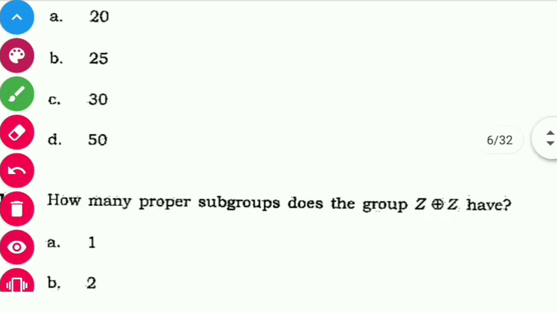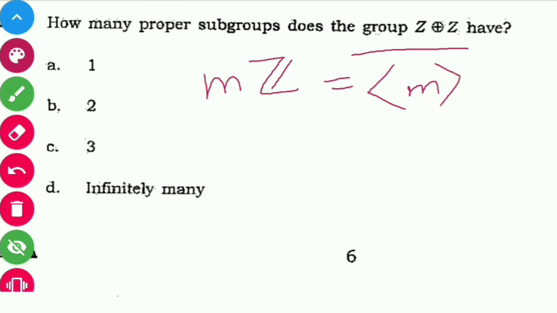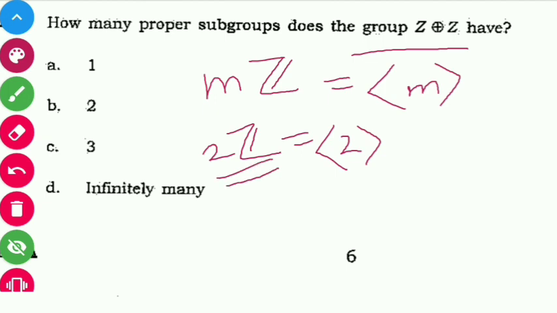Now let us solve the next question. How many proper subgroups does the group Z direct sum Z have? So just note that this Z is a group and every subgroup of Z is of the form MZ, ठीक है, that is it is generated by the element M. For example 2Z is generated by the number 2, ठीक है, or -2. That means you take all multiples of 2. For example 3Z is just the subgroup generated by the element 3 and so on. So MZ is generated by M.